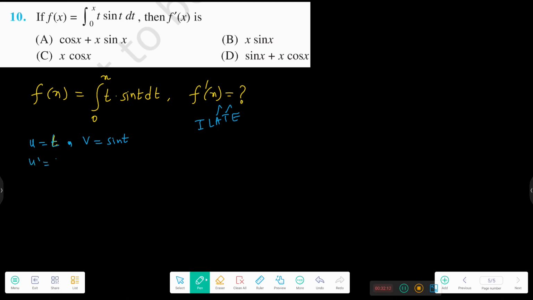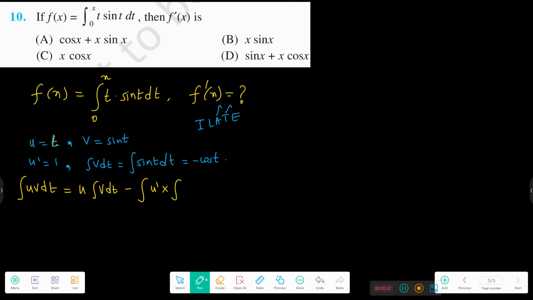Children, u dash what? 1. Integral v dt equal to, that is what? Integral of sin, which is equal to minus cos t. Right, fine. Formula we know very well. Integral uv dt is equal to u into integral v dt minus integral of u dash into integral v dt, into overall dt. What is the variable, based on that you should make the formula.